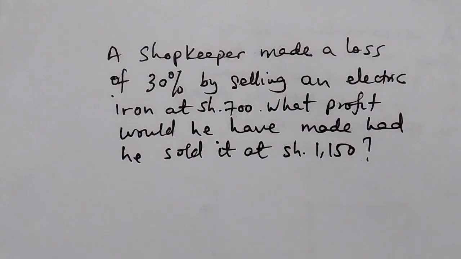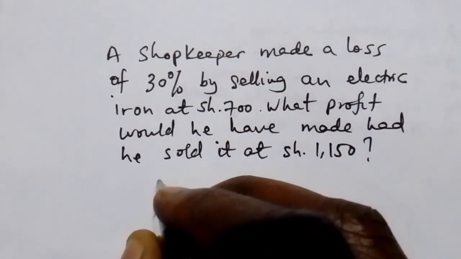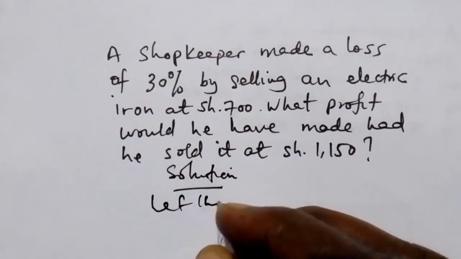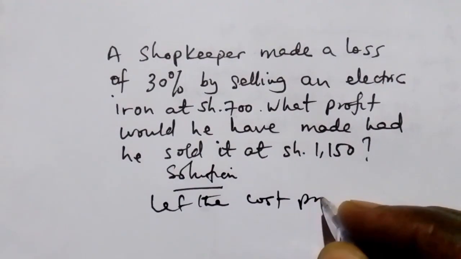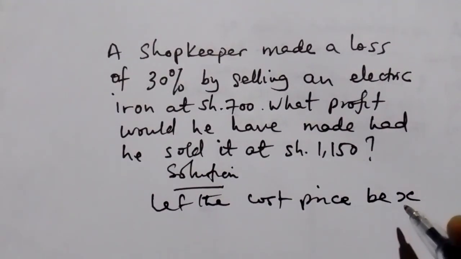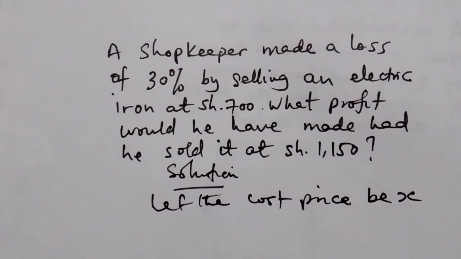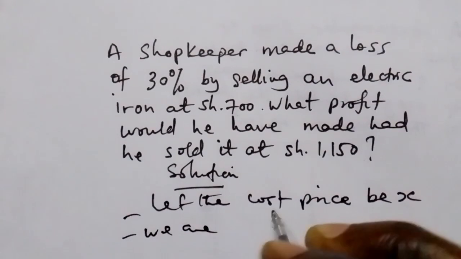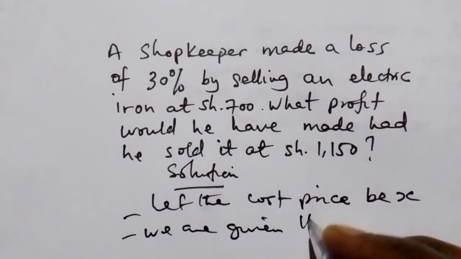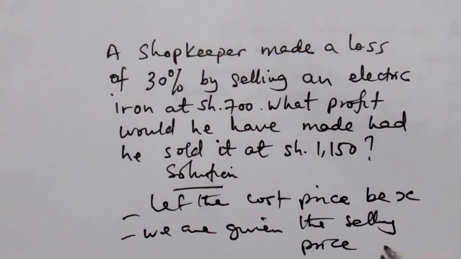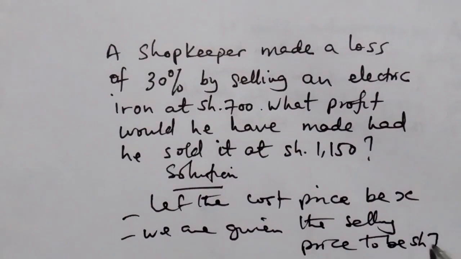So let the cost price be X. And we are given the selling price to be 700.